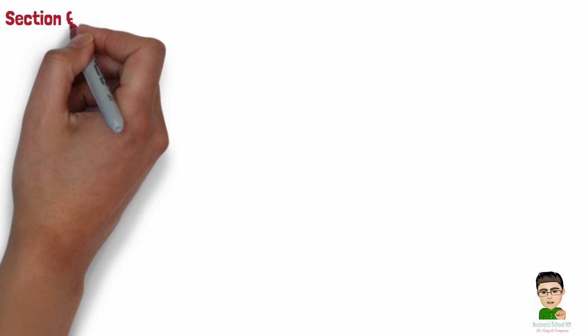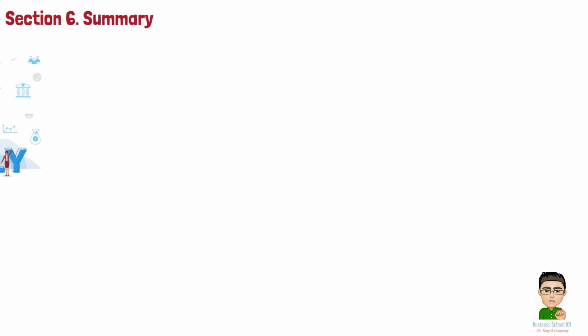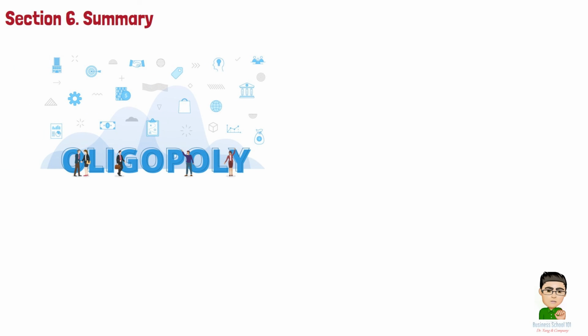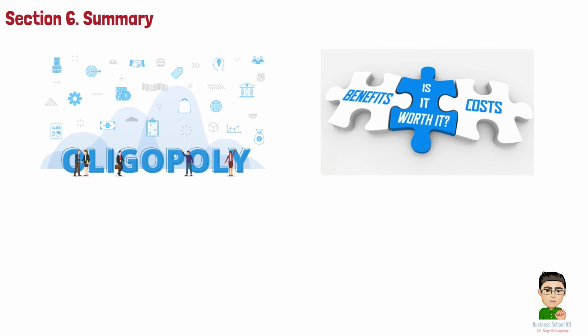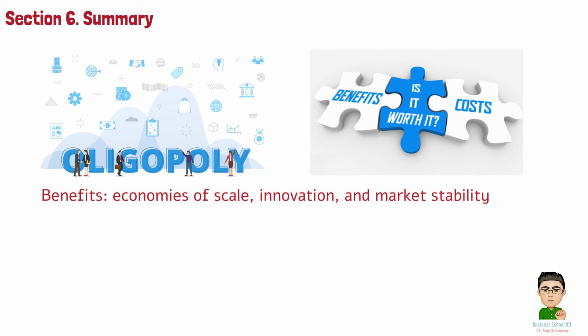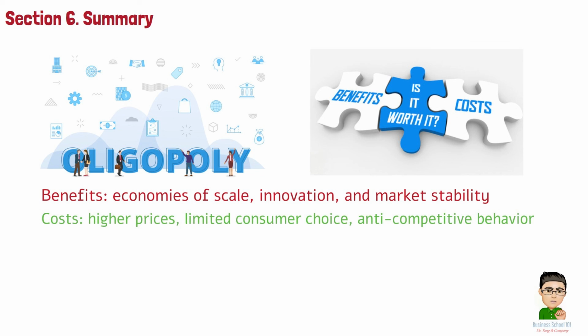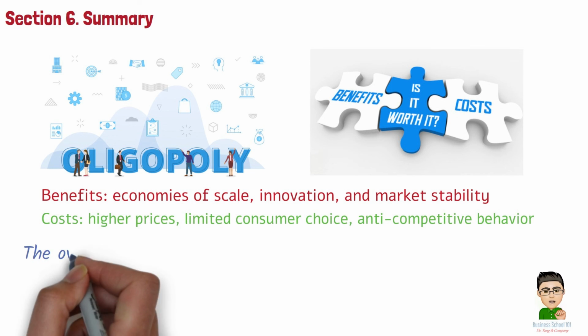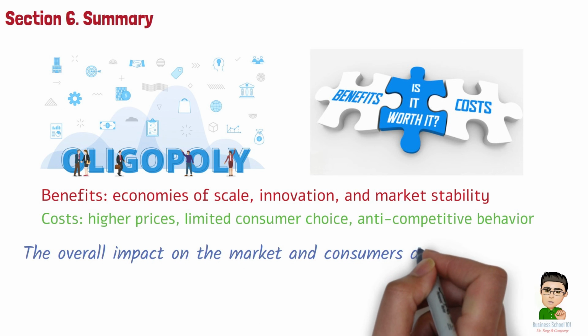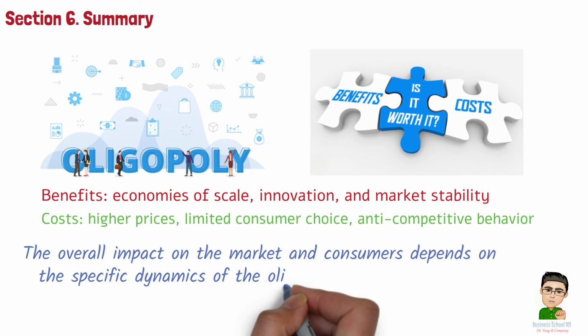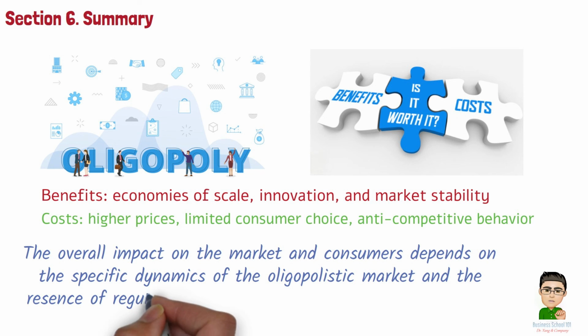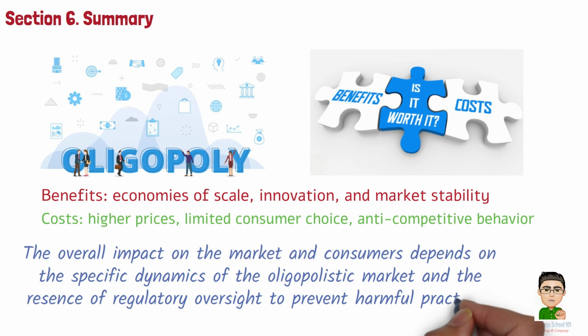Section 6. Summary. To sum up, an oligopoly is a market structure characterized by a small number of large firms that control the majority of the market share. While oligopolies can offer benefits such as economies of scale, innovation, and market stability, they also come with costs such as higher prices, limited consumer choice, and potential anti-competitive behavior. The overall impact on the market and consumers depends on the specific dynamics of the oligopolistic market and the presence of regulatory oversight to prevent harmful practices.